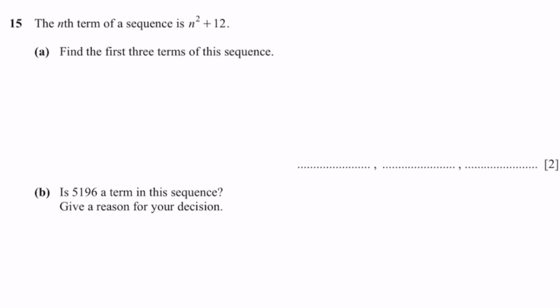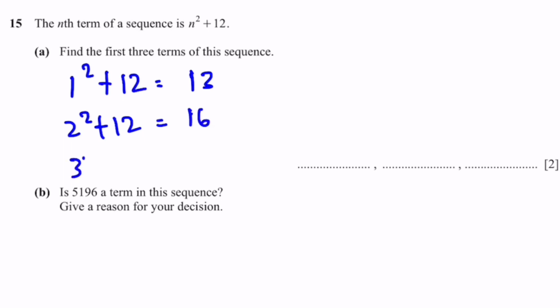The nth term of a sequence is n squared plus 12. A. Find the first 3 terms of this sequence. Now we can just substitute 1, 2, and 3 into n. 1 squared plus 12 is equal to 1 plus 12, 13. 2 squared plus 12 is equal to 4 plus 12, 16. 3 squared plus 12 is equal to 9 plus 12, 21. So 13, 16, and 21.